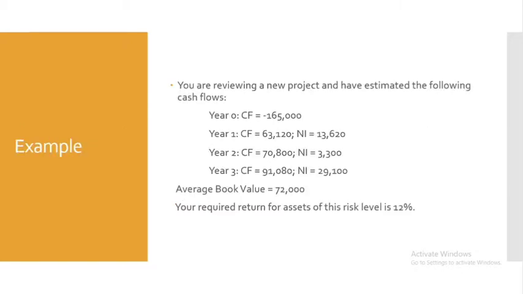Now let's go for an example. Here we have a little example of a new project where the estimated cash flows are given. So in year 0, as in the initial year, we have the cash flow which is 1,65,000, and then in year 1 we have cash flow which is 63,120, and the net income is 13,620. So on it goes for year 2 and year 3, and then the book value is 72,000. Now we are required to calculate the return on assets at this risk level of 12%.